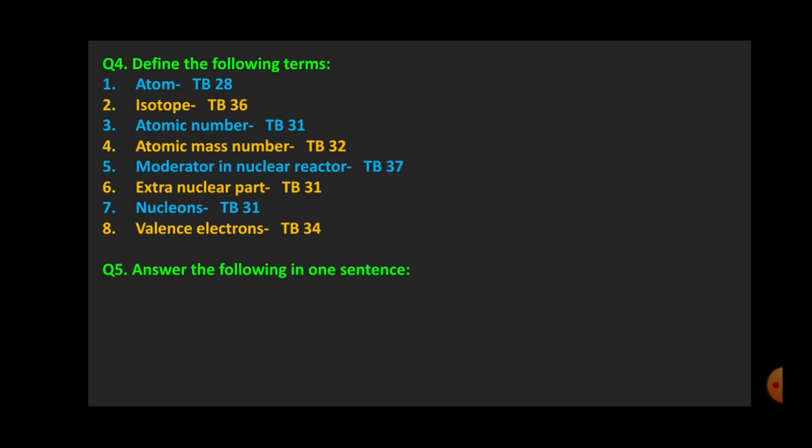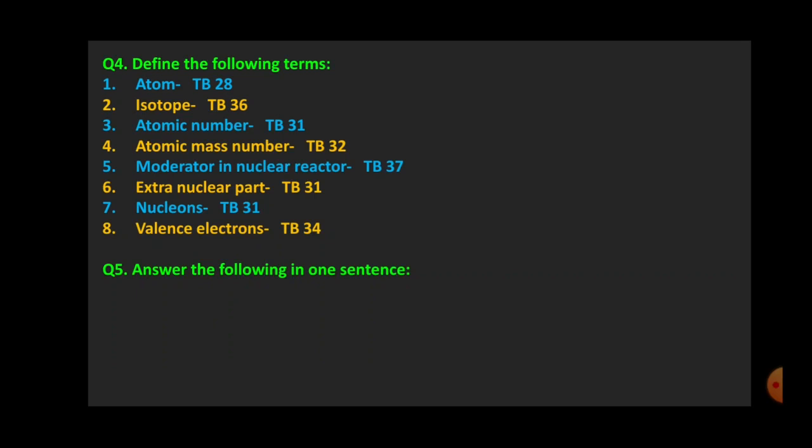Eighth one is valency electrons, and it is again given directly in your textbook on page number 34. Page number 34, in the first column of the page, the second last paragraph, you have to start from the fifth line. Valency of an atom. Did you get it? Fifth line on page number 34, first column.